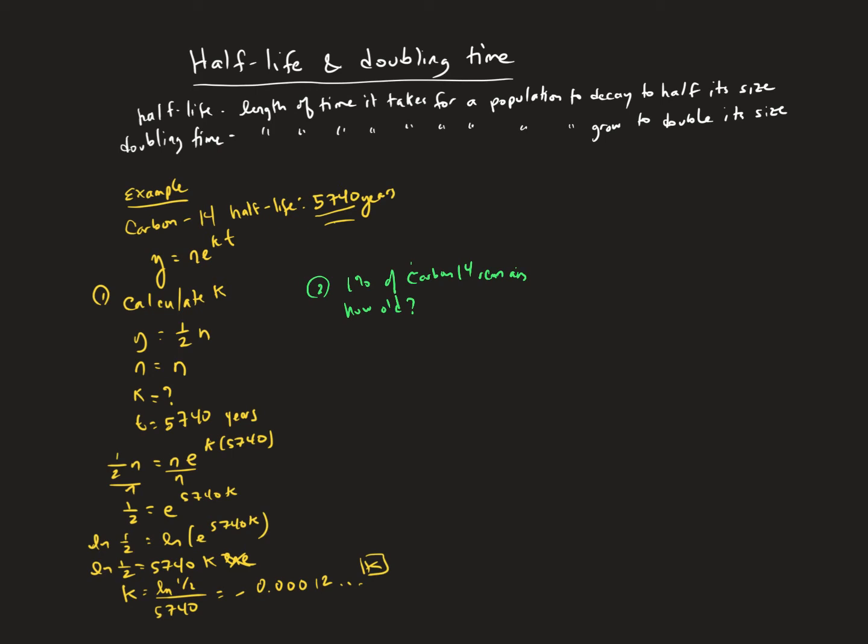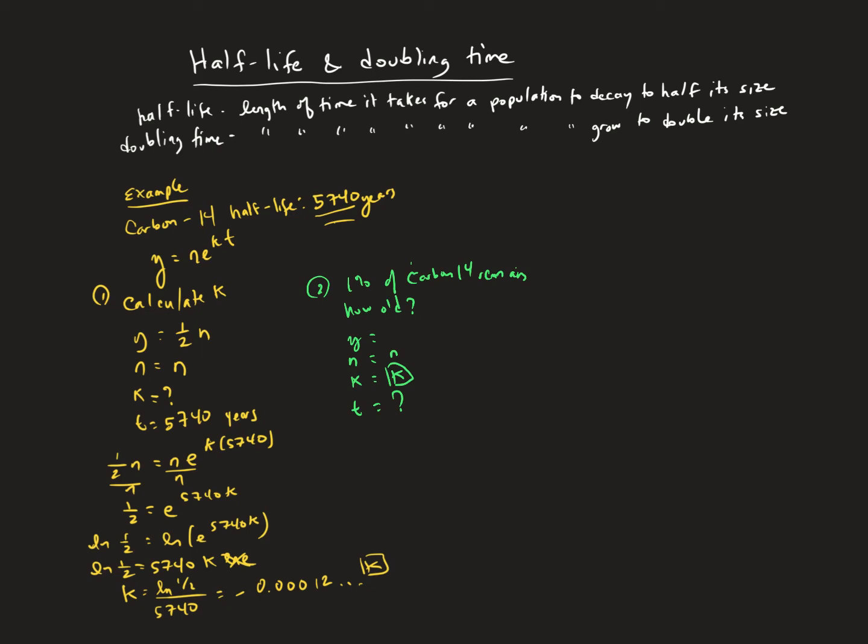So now I know the k for carbon-14. So I can come back to my continuous growth and decay formula, and I know that k is that constant k I calculated in the first part. This time I want to know how old it is, so I'm looking for the time. And it's going to end up at 1% of the carbon-14 that we started with. So I started with N.